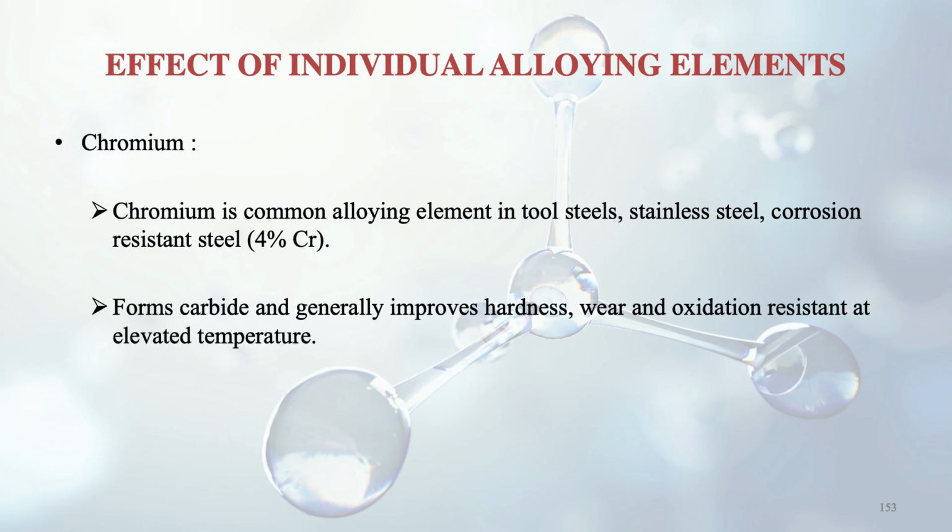and it forms carbide. Chromium carbide is formed that generally improves hardness, wear and oxidation resistance also at elevated temperatures. It also improves hardenability of thicker sections. So if we have a thicker specimen, then we can have chromium for increasing the hardness and hardenability.